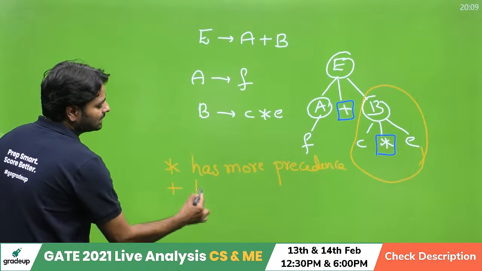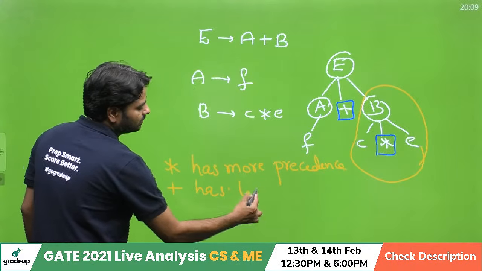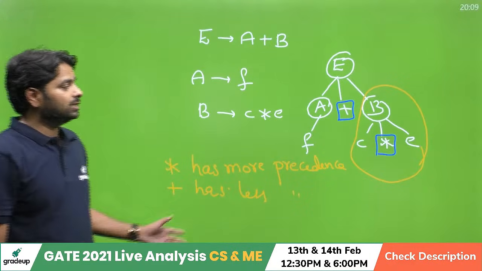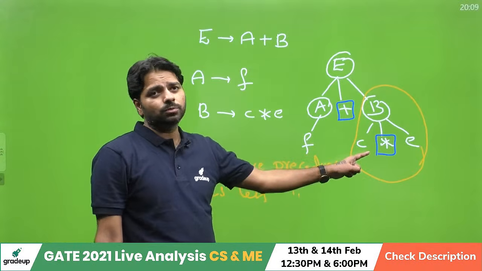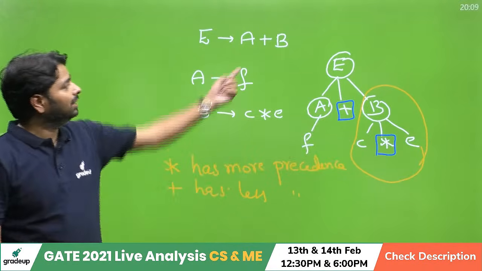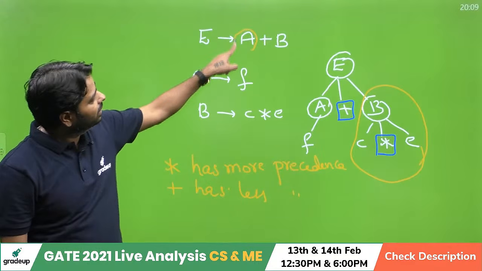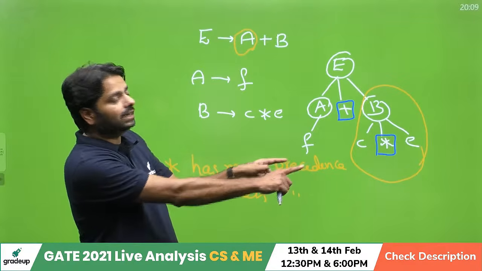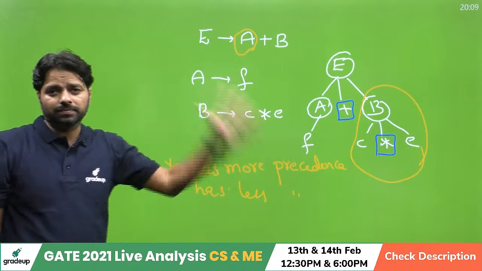Now plus has less precedence. But how did this happen? And star has to be only on the right side. This time star cannot come on the left side. Look, from capital A, star never appears, only F appears. So star should come only on the right side, and that should be evaluated first.